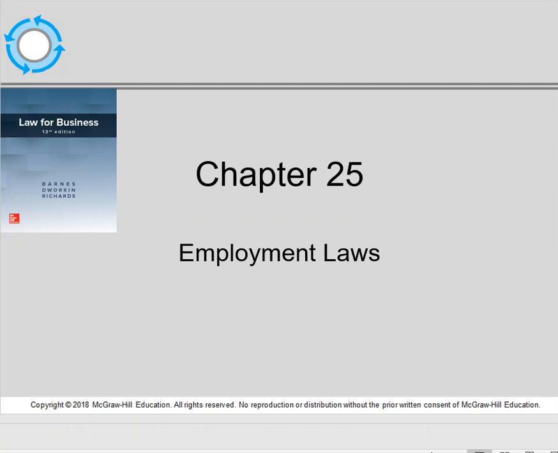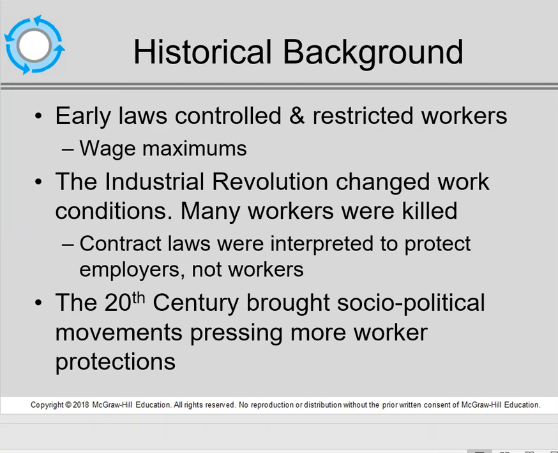Today's lecture will focus on Chapter 25, Employment Laws. Let's look at a brief historical background of employment laws. Before the 20th century, early employment laws in the United States controlled and restricted workers.